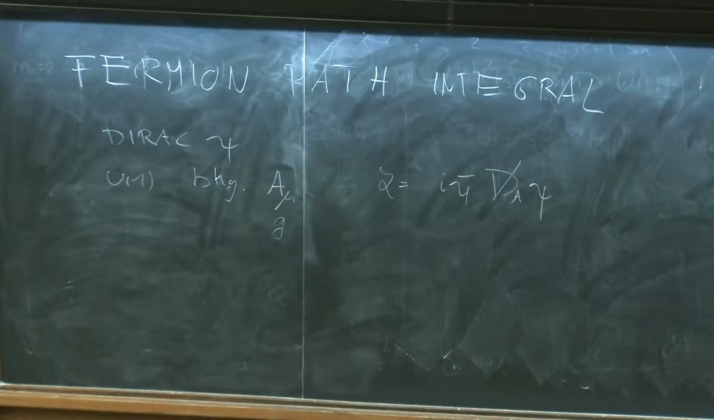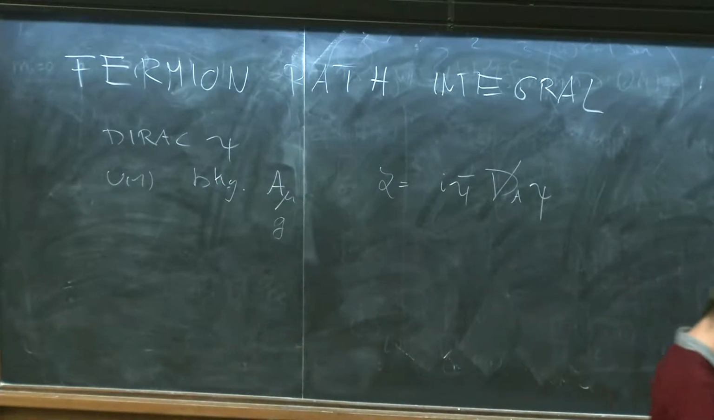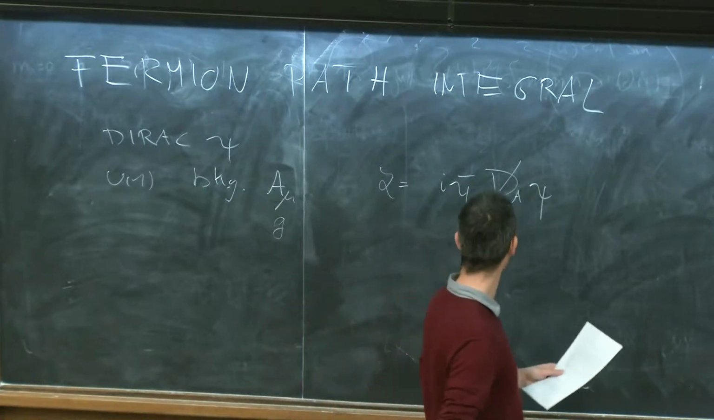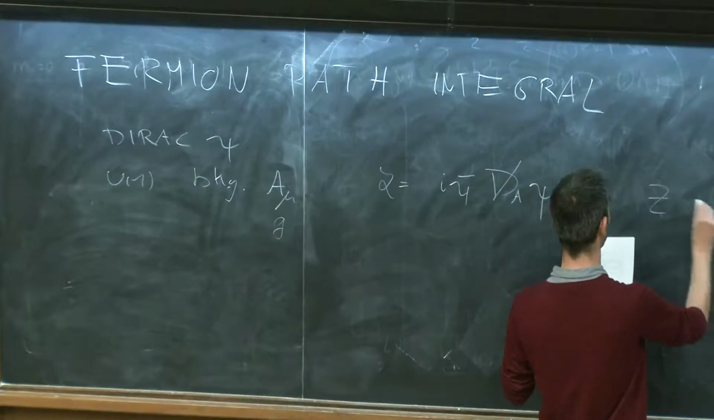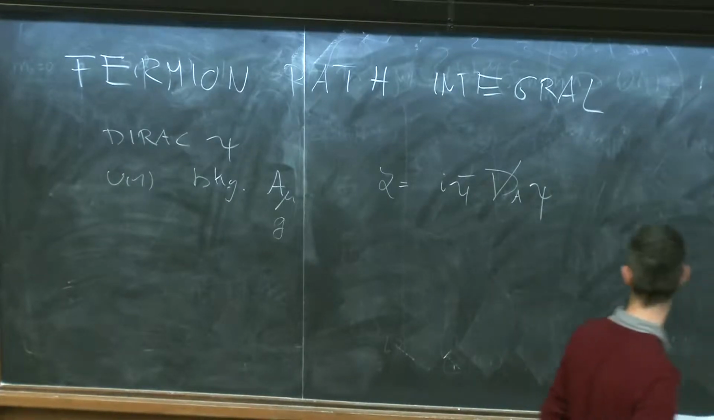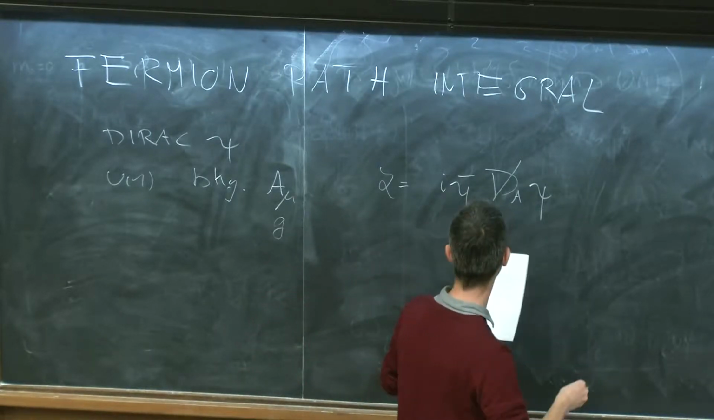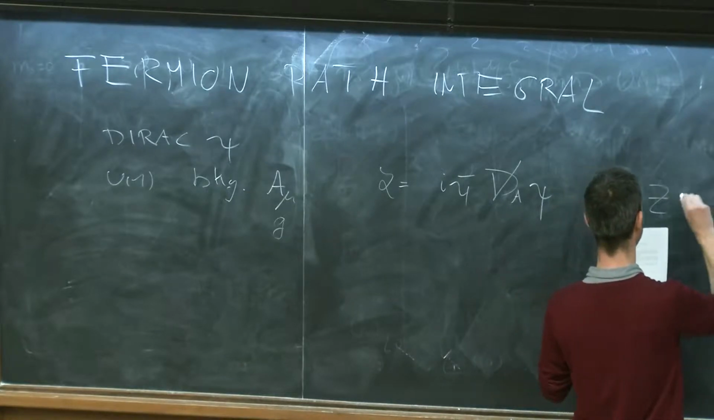So we want to compute the path integral of this theory. And so we consider as spacetime an Euclidean oriented three-manifold, and then the partition function is just given by the determinant of the Dirac operator.